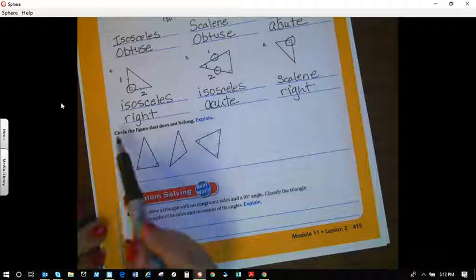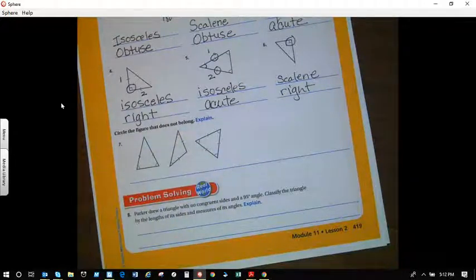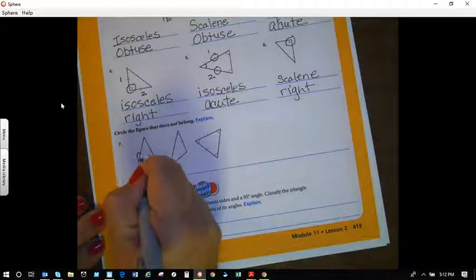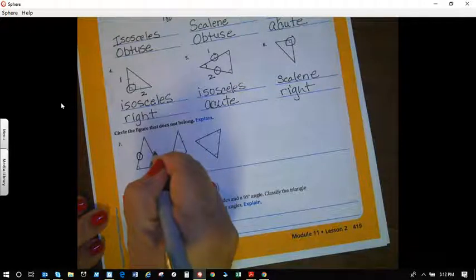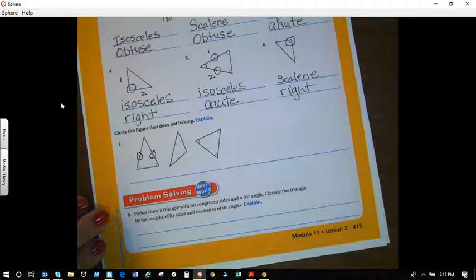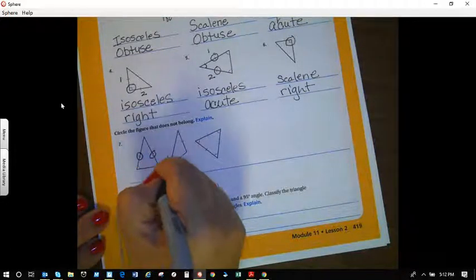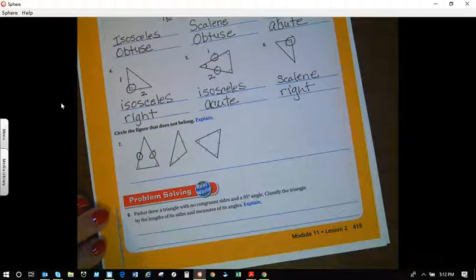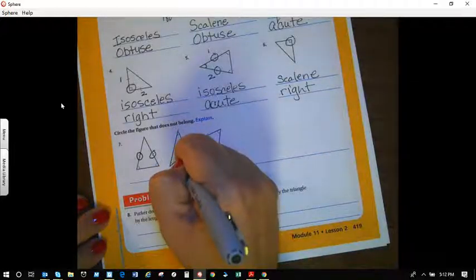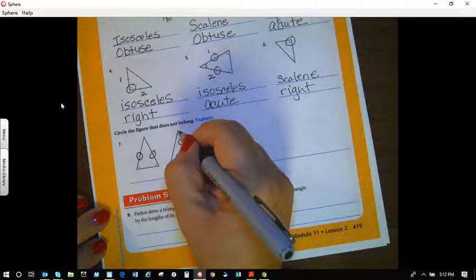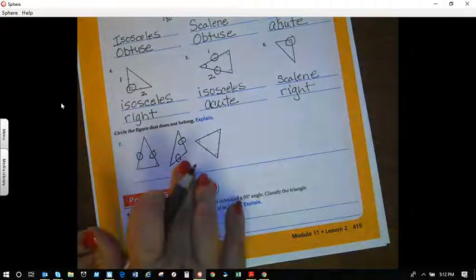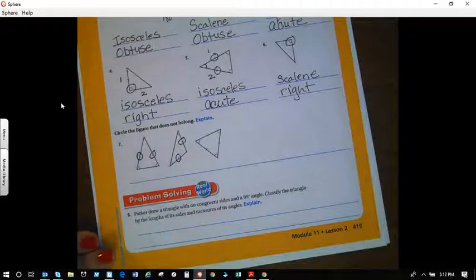Number 7, circle the figure that does not belong. So let's look at what we have here. Looking at this one, I have 1 line segment that's equal to this one. So I have a side opposite side. I'm looking at my angles. Those are acute. And then here I have a side opposite side. And then I'm looking at these here. So what kind of triangles would these be? Those are isosceles, side opposite side.